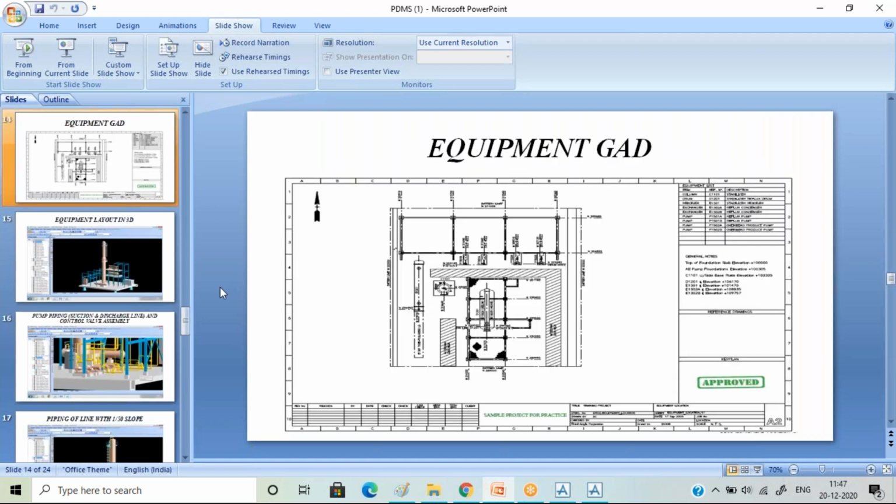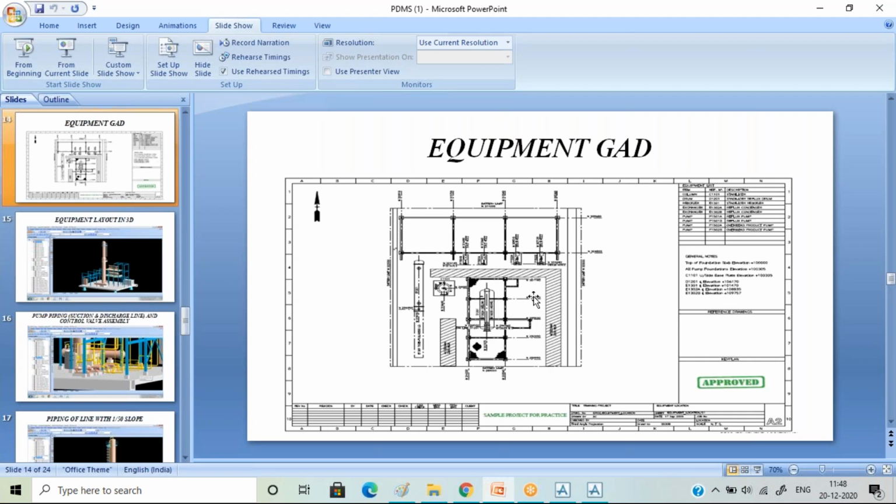Then comes your equipment JD. We are not planning anything for the equipment JD. It is a prefabricated equipment JD, and what we'll be working on is the placement of the equipment. Again, it's very important.